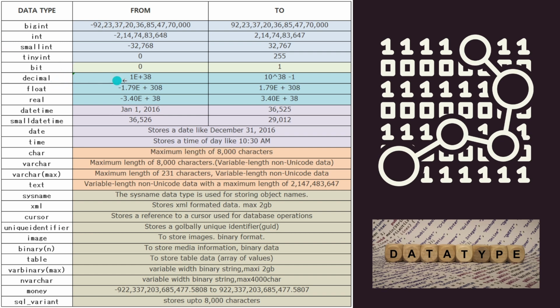Now coming to decimal, there's this broad range that we have. Float, this is the range, and again this is in scientific notation that we have presented it. For real, this is the range. For date time, small date time, date and time, and character, and varchar max, text, etc. Now all this was not to scare or bore you, right?